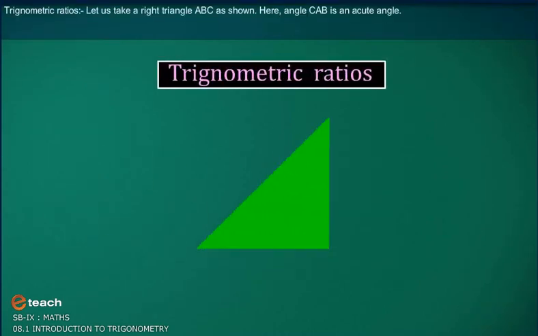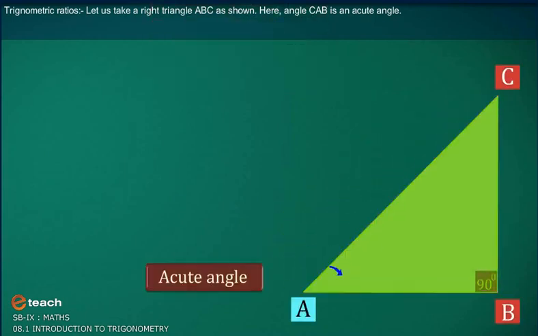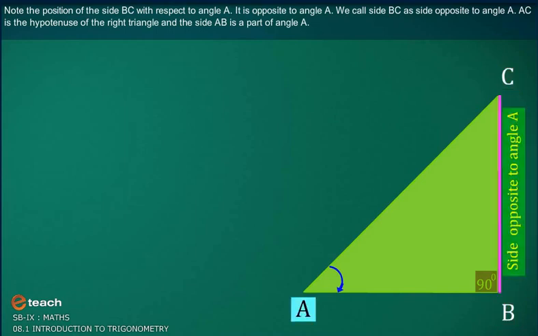Trigonometric ratios. Let us take a right triangle ABC as shown. Here, angle CAB is an acute angle. Note the position of the side BC with respect to angle A. It is opposite to angle A. We call side BC as side opposite to angle A.